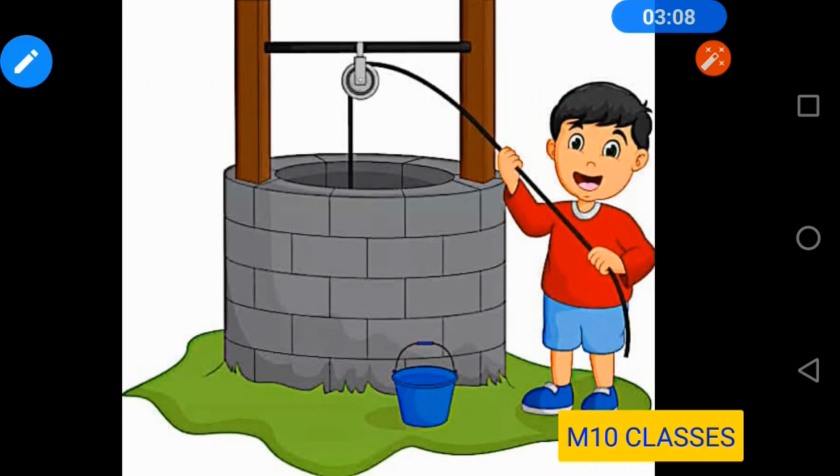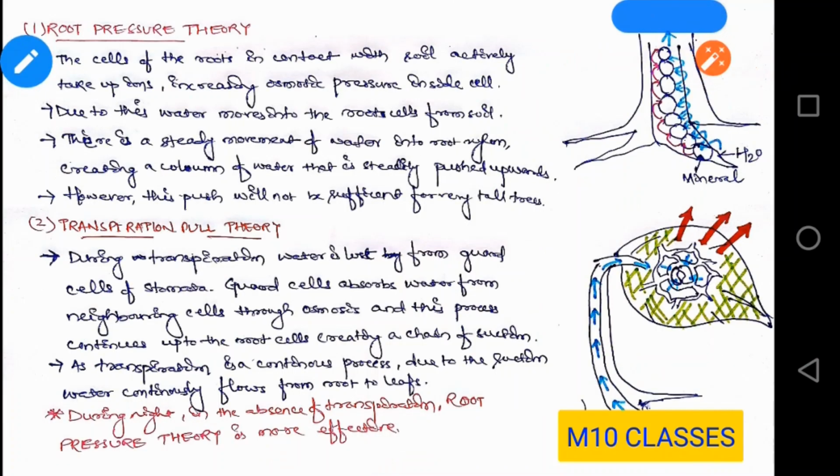Now look here. If I pull the same bricks through, let's say, a bucket with a rope or any such system, then the pulling would be easier. Why am I showing these pictures to you? These pictures are related to the root pressure theory and the transpiration pull theory.